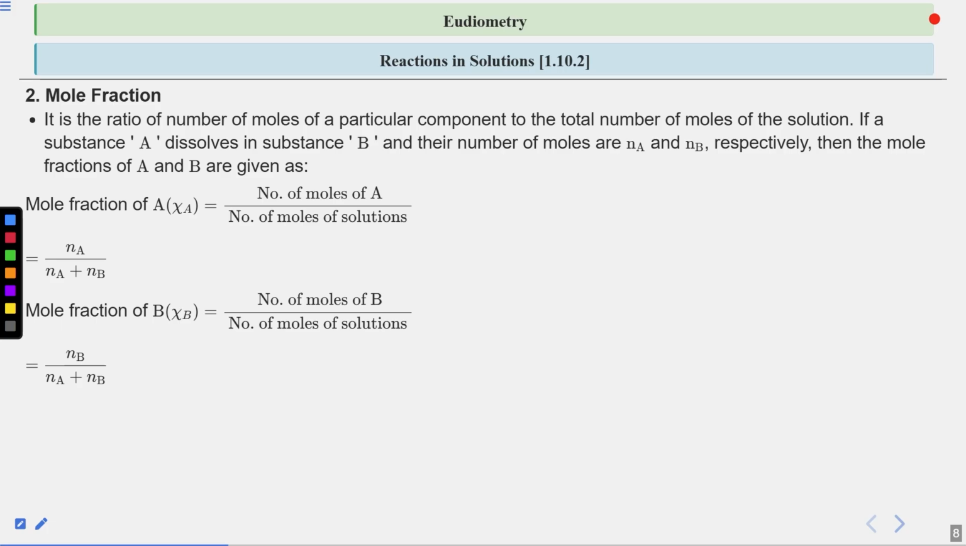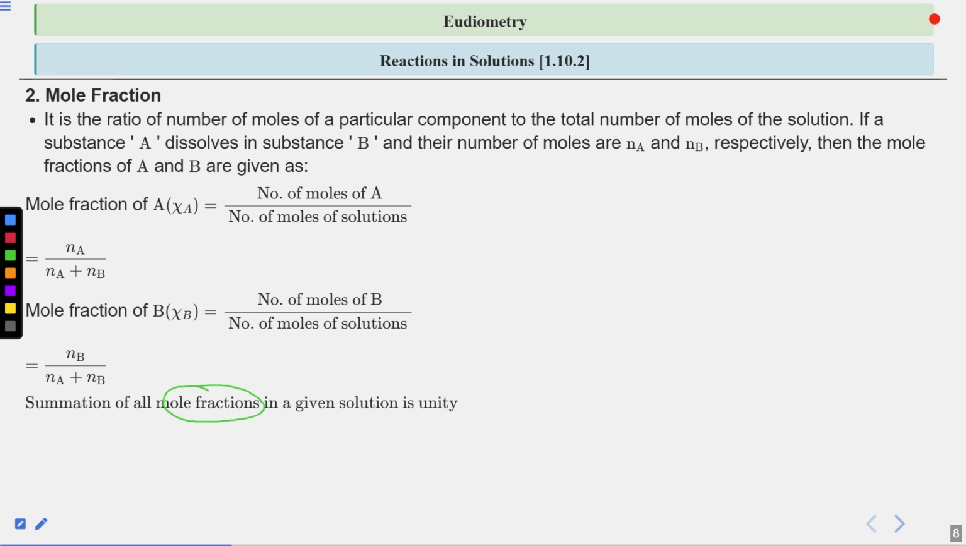Then coming on to the mole fraction of B. How will you calculate the mole fraction of B? Again, very simple: the moles of B divided by the total number of moles in the solution. One very, very important point: if you take the mole fraction of each and every component present in the solution, then its sum will be equal to unity.